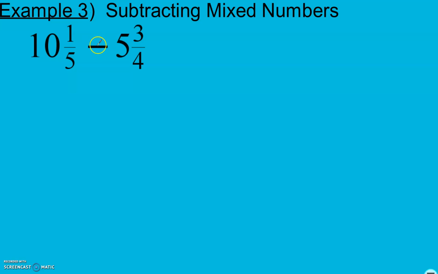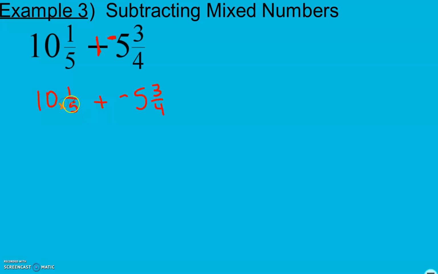In example 3, we're going to subtract mixed numbers. So my first step when I have subtraction is to change it to adding the opposite. So what I have here is 10 and 1/5 plus negative 5 and 3/4. So instead of subtracting a positive number, I add a negative number. We change from subtraction to adding the opposite. And now I do it just like we did for the last few.